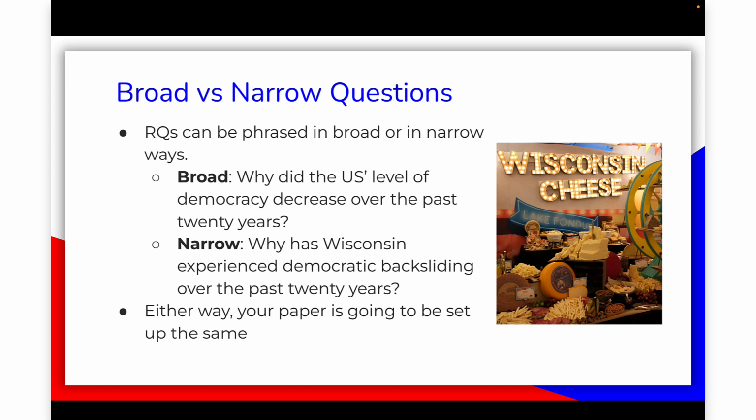Now, the other thing that I want you to be informed about is that research questions can be phrased in broad or narrow ways. So this is a broad version of a research question. Why did the United States' level of democracy decrease over the past 20 years? Okay. It's a whole country. Okay. A narrow version is, why has Wisconsin experienced democratic backsliding over the past 20 years? Okay. These are very similar questions, but one is looking quite broadly, and then another is much more narrower, just on Wisconsin. Either way, though, your paper will still be set up the same.